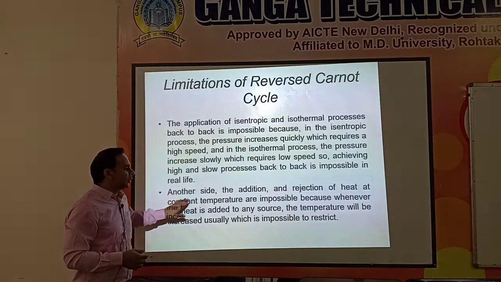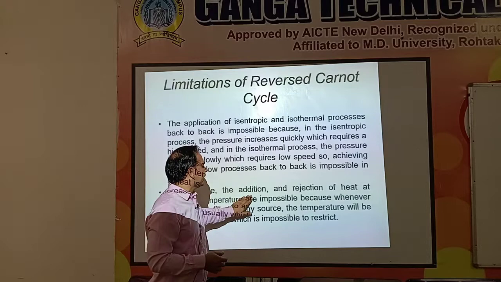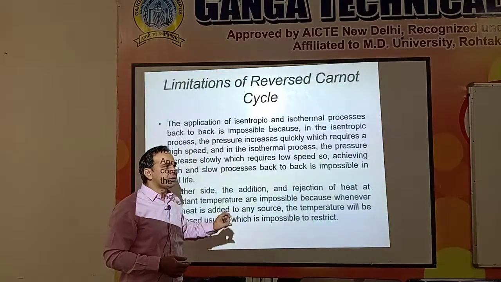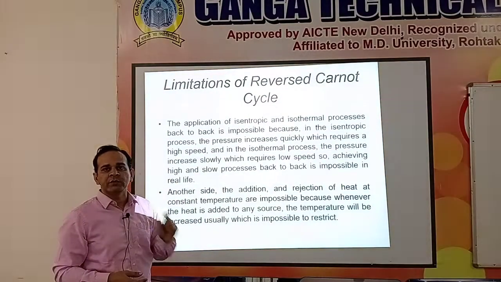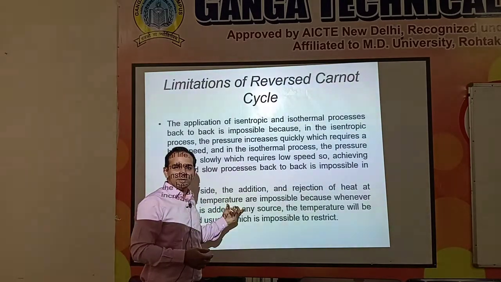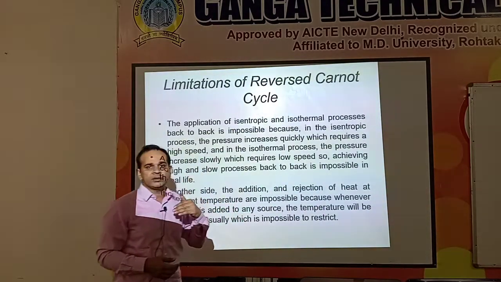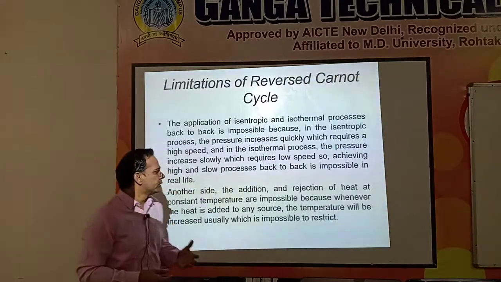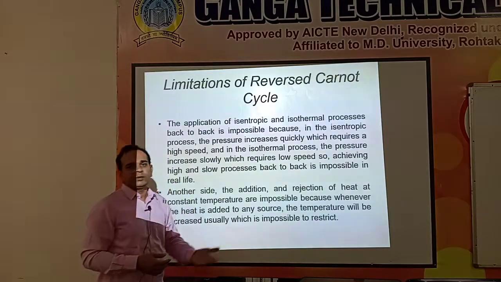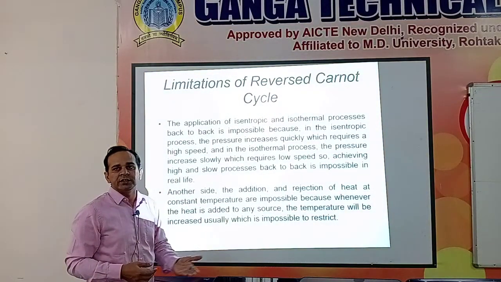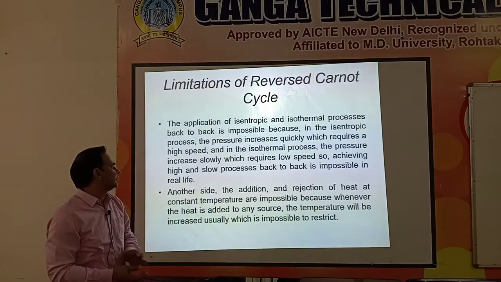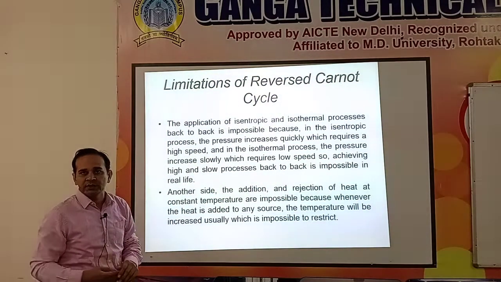Then another reason why it is not used is that addition and rejection of heat at constant temperature is impossible. As we have seen, the heat transfer processes in the evaporator and condenser are both isothermal processes. Isothermal basically means that the temperature will remain constant. With temperature remaining constant, it is very impractical to add heat into the system. So these are the two drawbacks which are the reason why we are not using the reverse Carnot cycle.